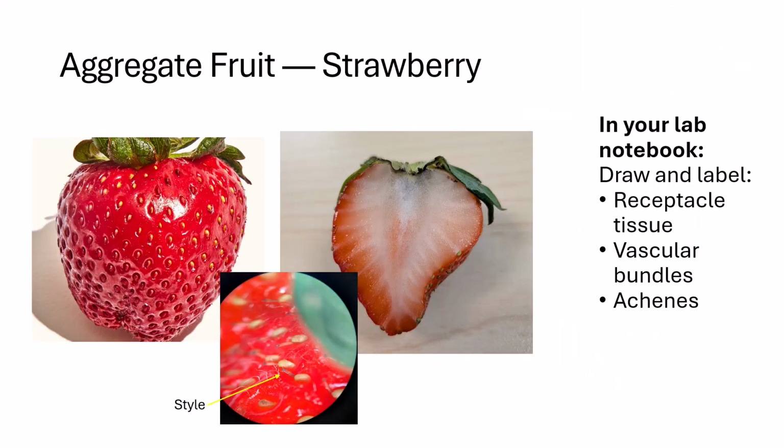Now examine the strawberry, which is an aggregate fruit. The small structures on the surface that look like seeds are actually achenes, which are tiny dry fruits that each contain a seed. Under the microscope, you can see the styles still attached, which are often the little hairs you may notice when you eat strawberries. The fleshy portion of the strawberry is the receptacle, not the ovary. After slicing the fruit, look for the vascular bundles extending outward toward the achenes, which are the white lines. Draw and label the achenes, vascular bundles, and receptacle tissue.